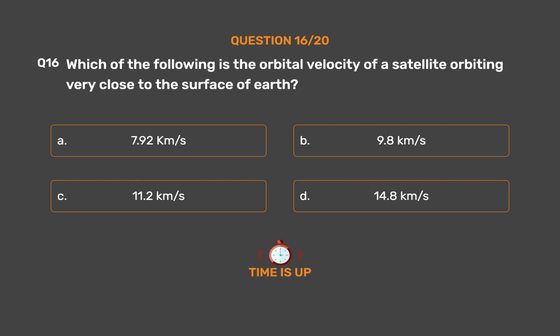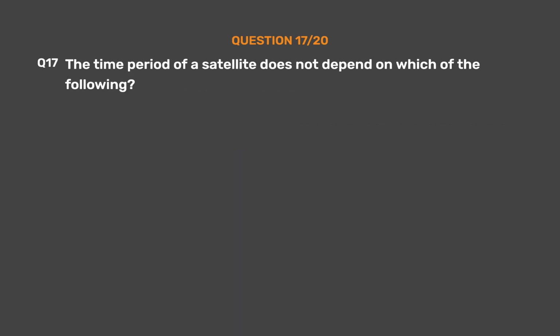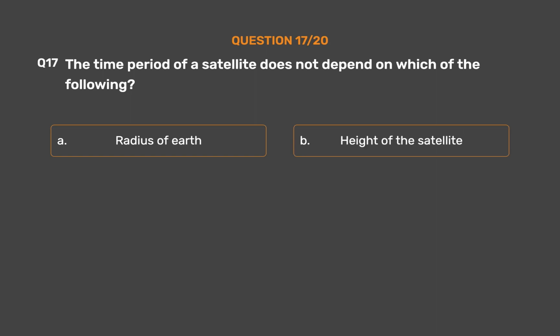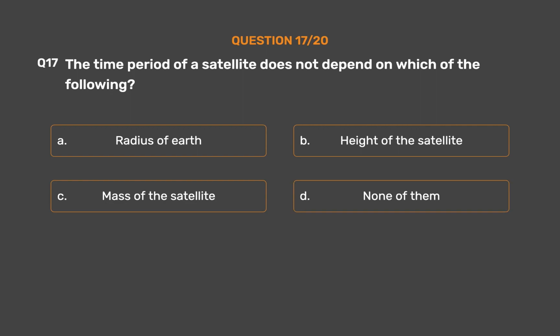The correct answer is Option A. 7.92 km/s. Question number 17. The time period of a satellite does not depend on which of the following? Option A. Radius of Earth. Option B. Height of the satellite. Option C. Mass of the satellite. Option D. None of them.